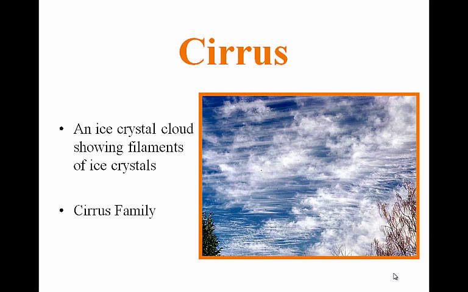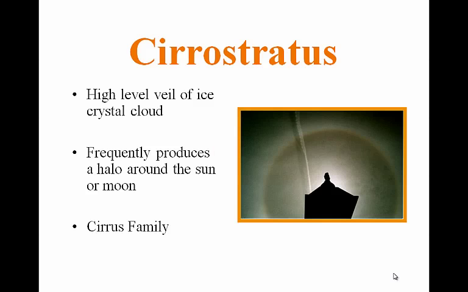Cirrus clouds are ice crystal clouds showing filaments of ice crystals. They are from the cirrus family. These are also known as the thin wispy clouds we see high in the sky during the summertime. Cirrostratus clouds consist of a high-level veil of ice crystal cloud. They frequently produce a halo around the sun or moon, and they are also from the cirrus family.